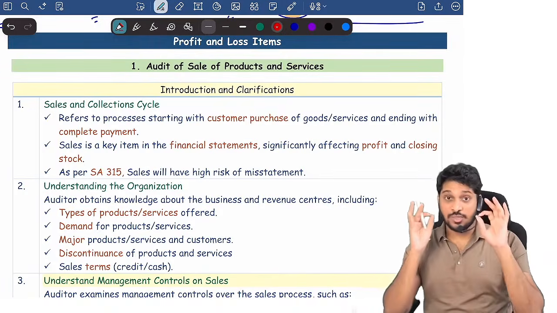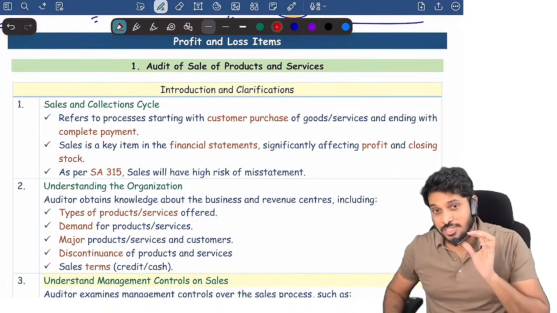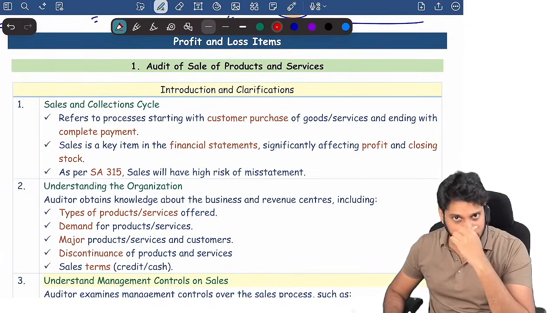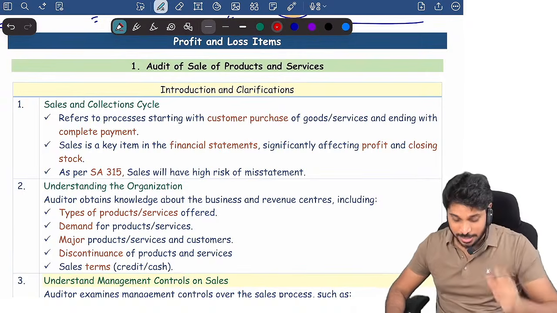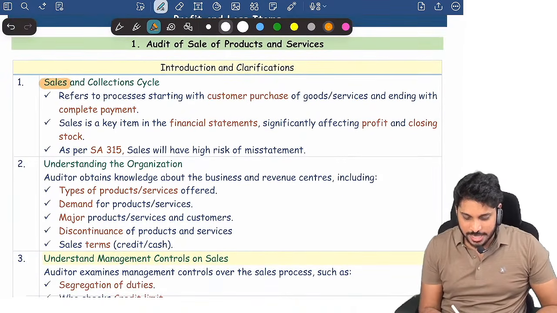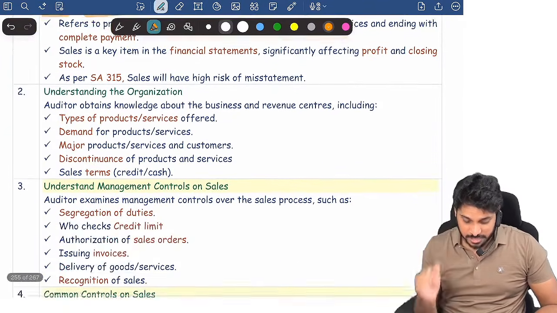That's it guys. Now, sales. Just like purchases, where we first understood the entity, purchase process and production center, for sales also we should understand similar things. First we should understand the sales and collection cycle.